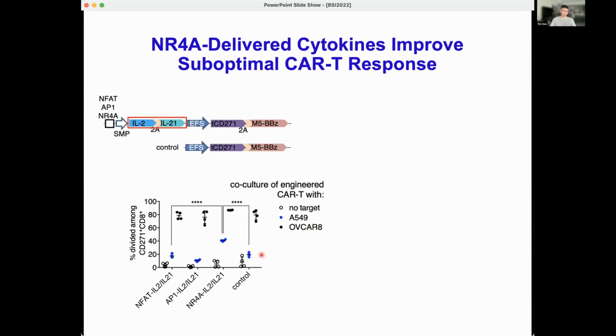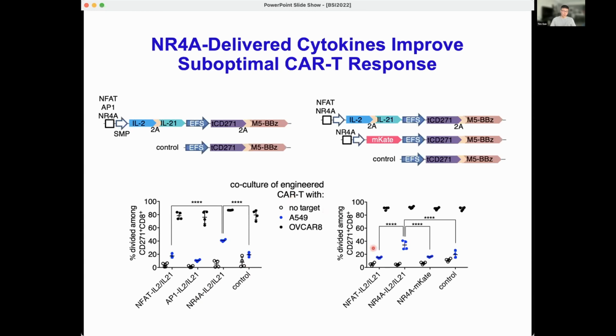And here we're measuring by CFSE dilution assay how much cells responded. You can see when there's no target, very little proliferation, strong proliferation when co-cultured with the OVCAR8 high antigen targets. And against these low antigen targets, A549, only the cells engineered with the NR4A promoter driving the inducible cytokine production were able to improve response compared to control, being CAR alone. In fact, the NFAT was not able to improve proliferation in this low antigen setting.